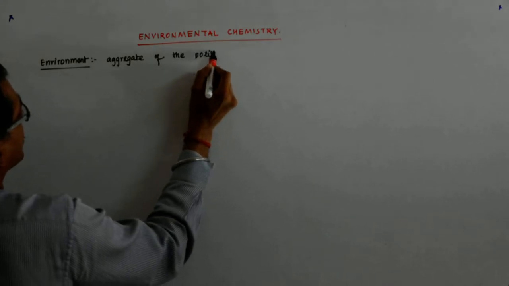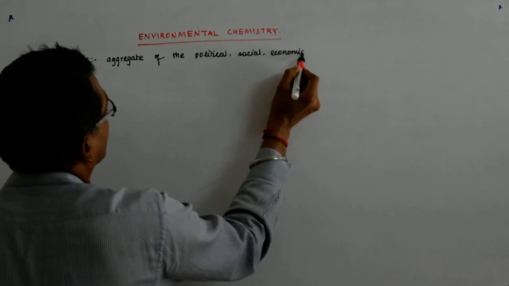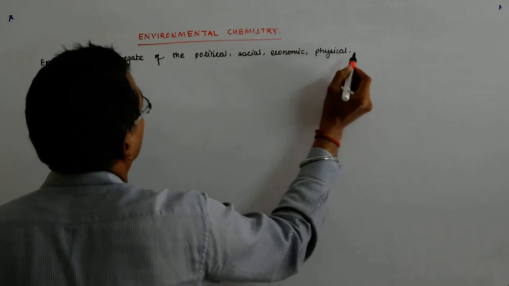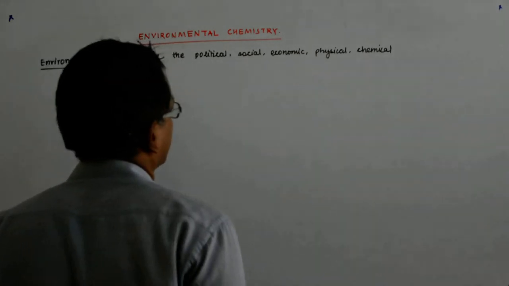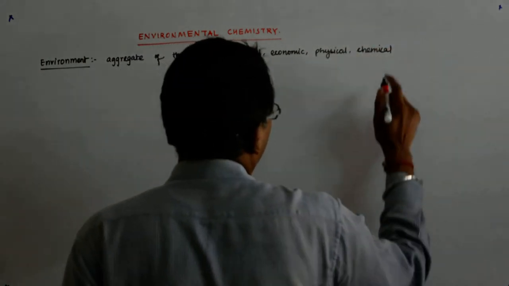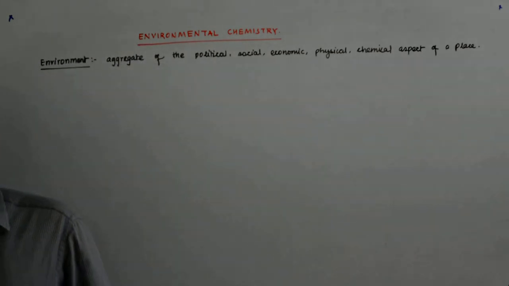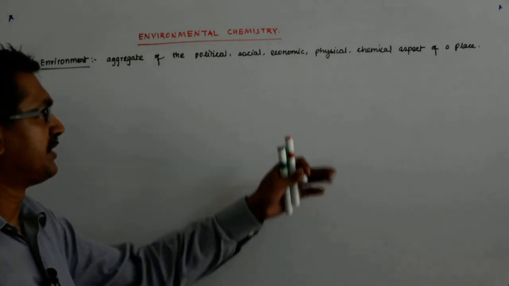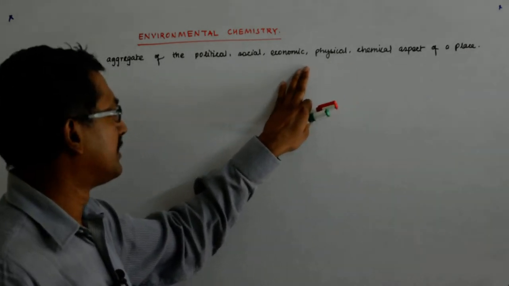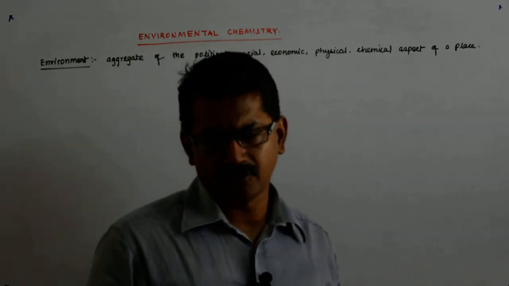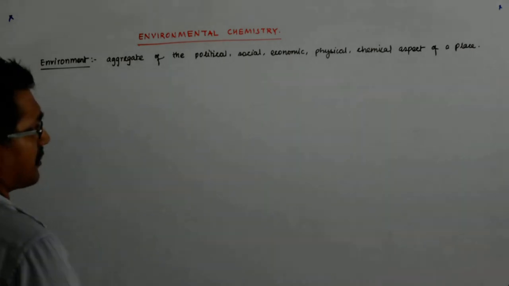of the political, of the social, of the economic, physical, chemical, no? The physical, the chemical aspect of a place is called environment. In geography we are normally bothered about maybe the physical aspect of the environment, what the temperature is, what is the flora, what is the fauna, and that's how we have been dealing with environment. So we feel that the temperature and the humidity and the rainfall and the minerals are somehow the environment, but it goes beyond that and it covers everything.